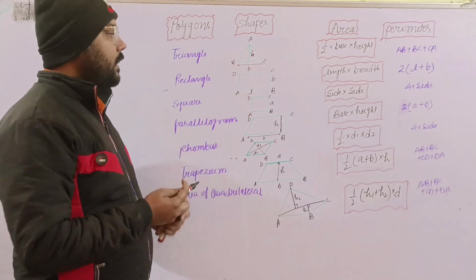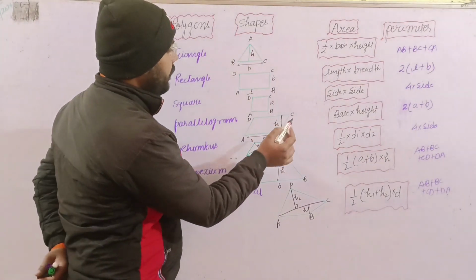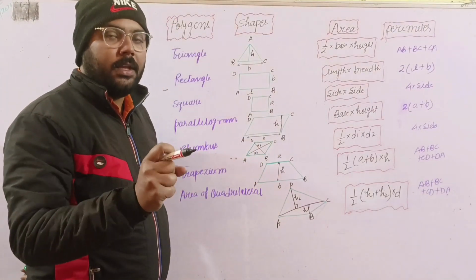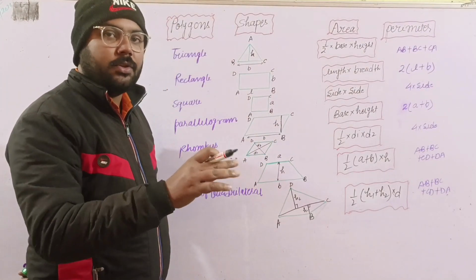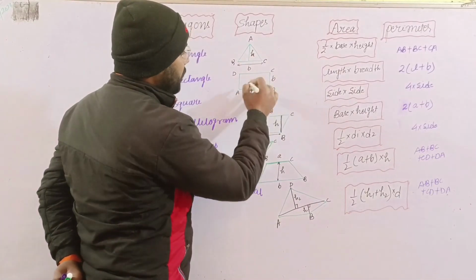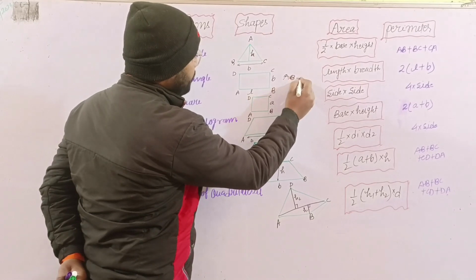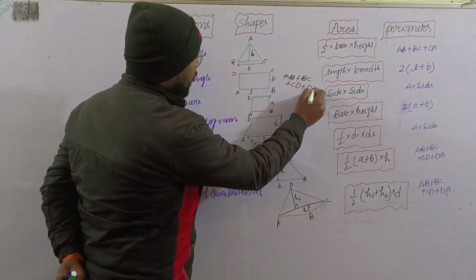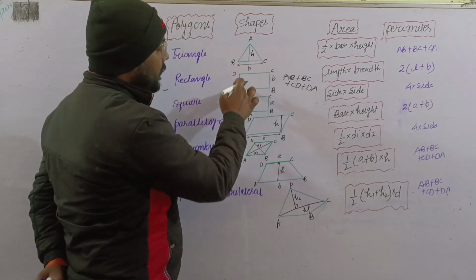How we got 2 inside the bracket L plus B? You can see here. As I have already told you that sum of all sides of any polygon is the perimeter of that polygon. So here, if I'm going to find out the perimeter of this rectangle, AB plus BC plus CD plus DA, we have to add all these sides.